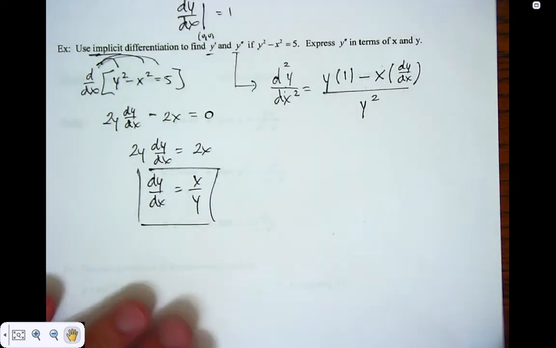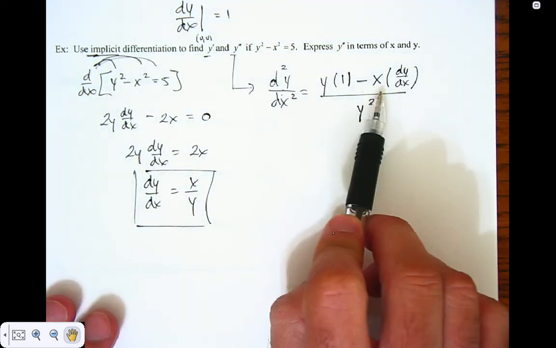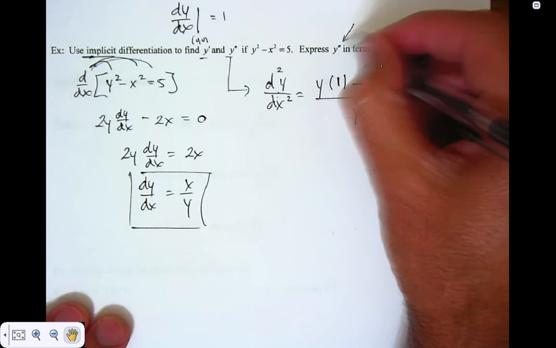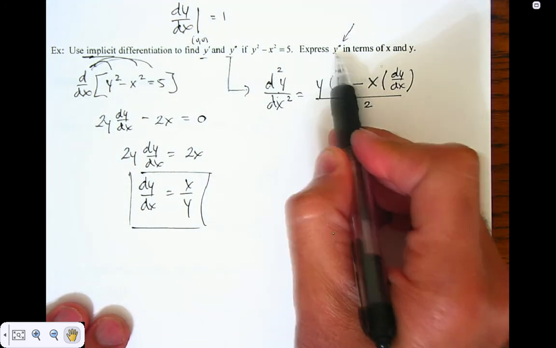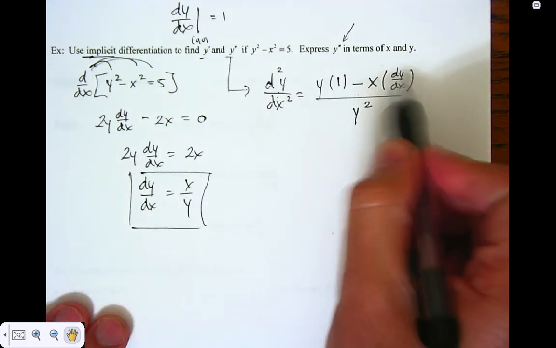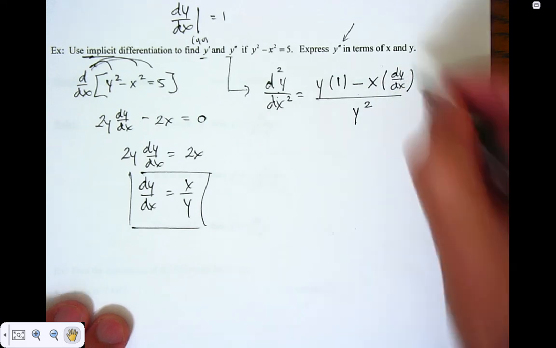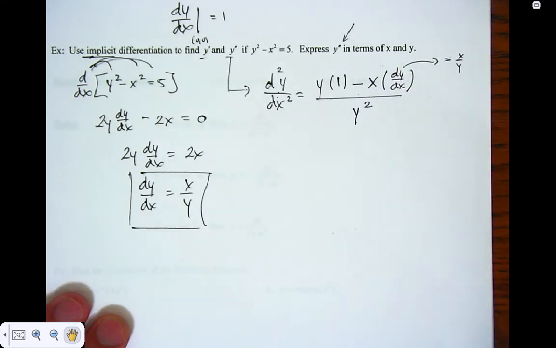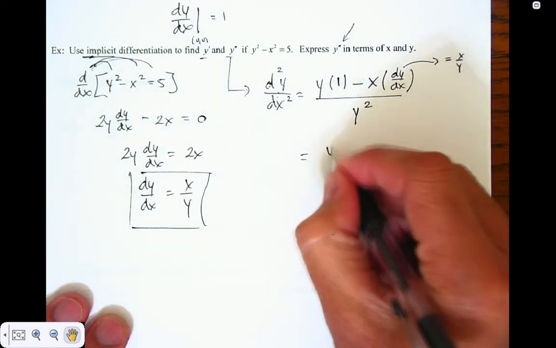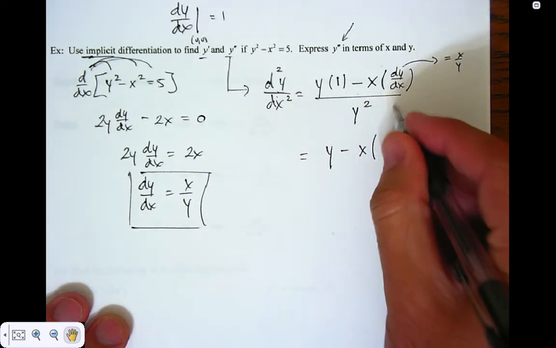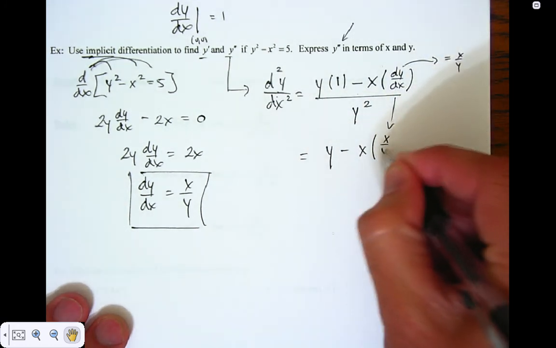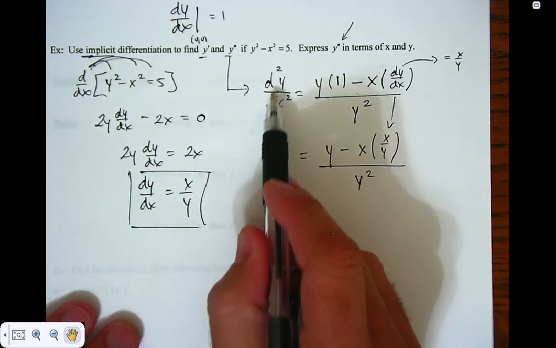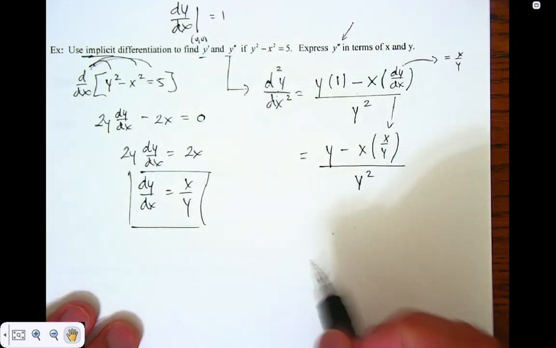Okay, now technically we're done here, except on the AP exam and in this problem it says, look, I want y double prime in terms of x and y. I don't want this. Remember, this guy right here is equal to x over y. And so we can simplify this and say this is y minus x times dy/dx, which is x over y, all over y squared. Now I've got the second derivative in terms of just x's and y's.